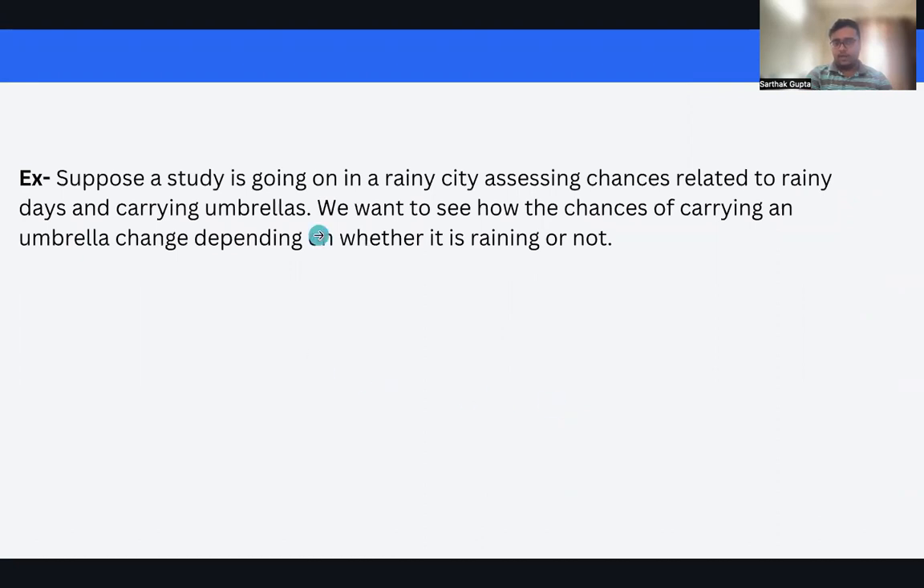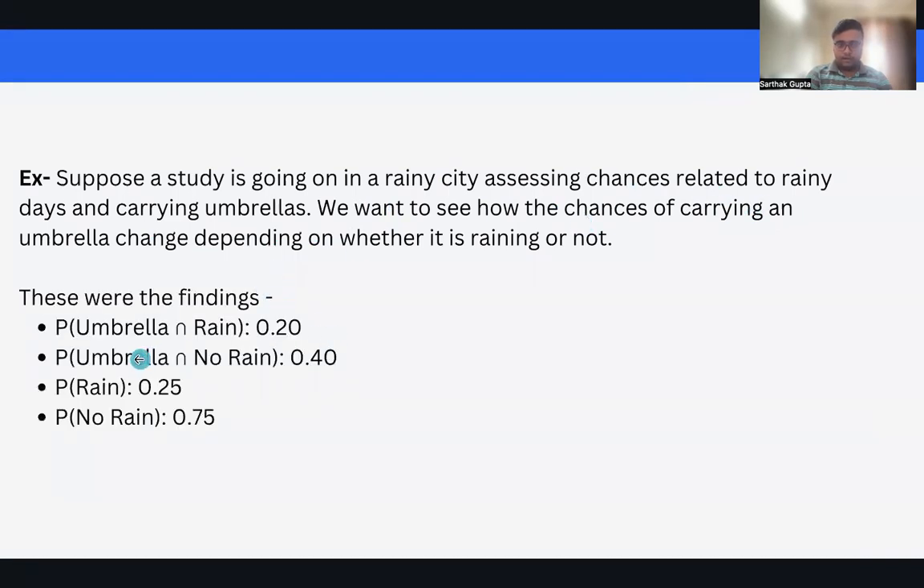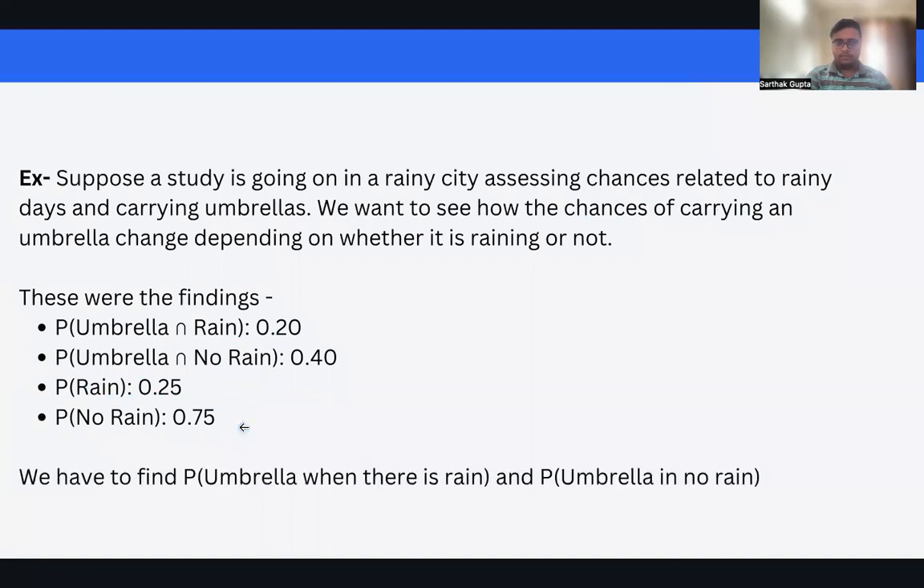Suppose a study is going on in a rainy city, assessing the chances related to rainy days and carrying umbrellas. Researchers are trying to find a relation between rainy days and umbrellas, and these were their findings. The probability of umbrella with rain is 20%. The probability of having an umbrella with no rain is 40%. The probability of rain in a day is 25%, and no rain is 75%.